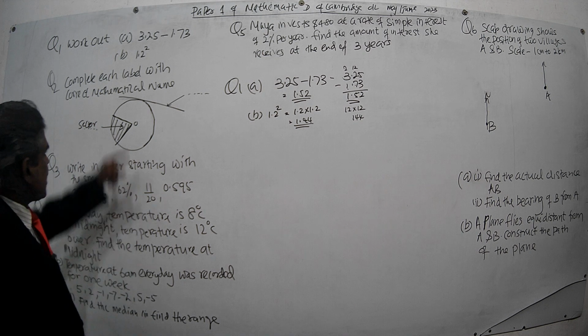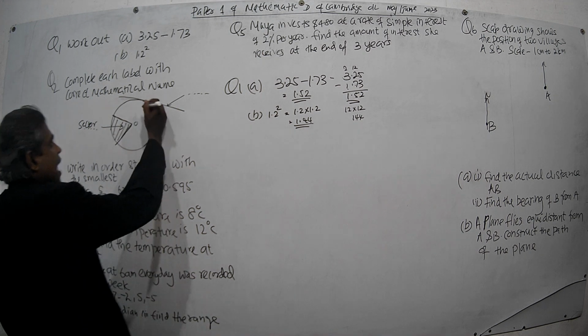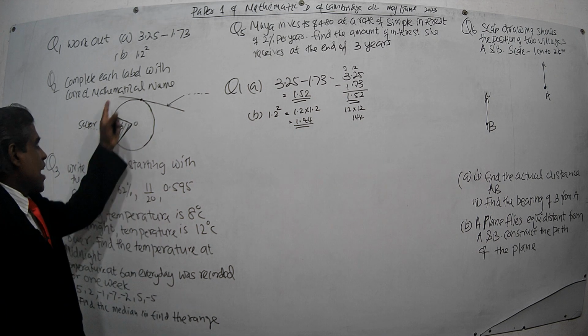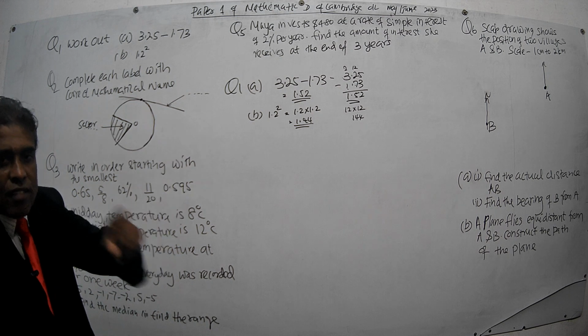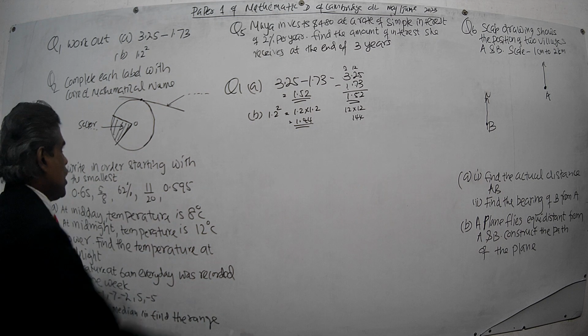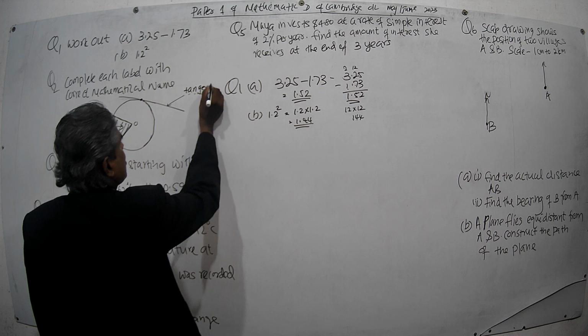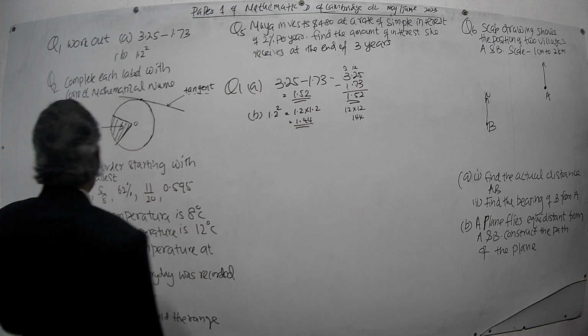Then look at this one. This line touches the circle at this point. This is called the point of contact. If a straight line touches the circle at only a single point, the straight line is called a tangent. This is a tangent.